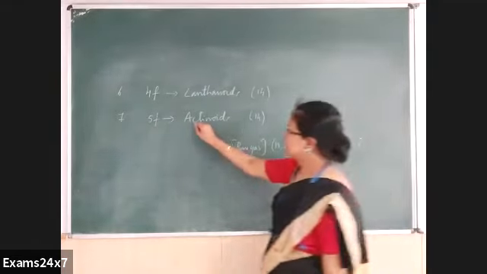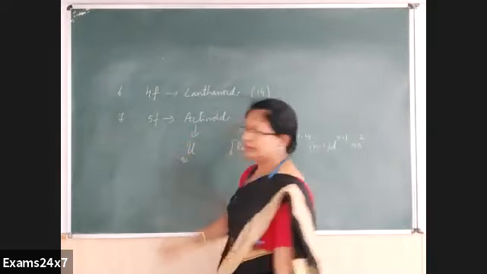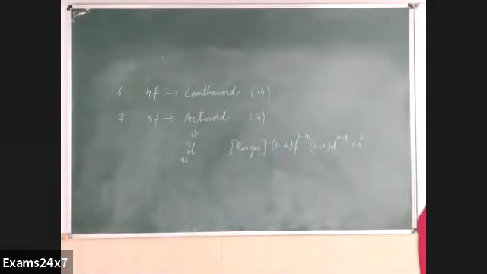In actinoids, the elements which come after uranium with atomic number 92 are called transuranium elements. Those are synthetic radioactive elements.